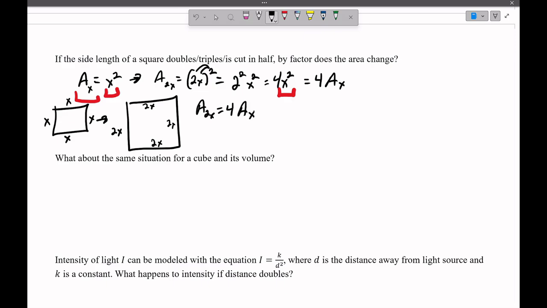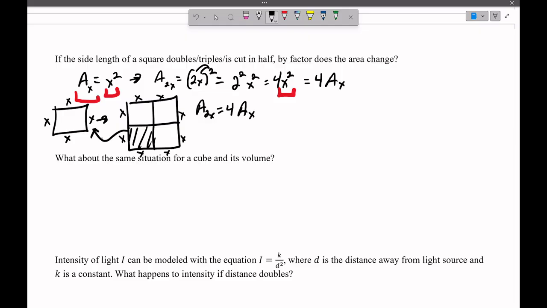So the area of the new square, the one that's extended by a factor of 2, is 4 times the area of the smaller square. And that should be kind of understandable. If we break up the thing here, we get x, x, x, x. This is the same thing as just one of these, because if you sum up the side lengths, that's 2x.